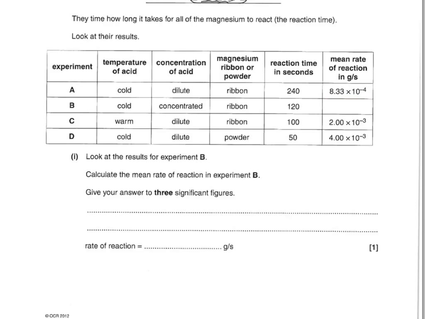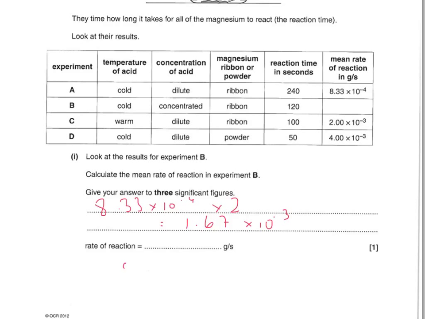So the first thing to do is to compare the reaction time to the others. The reaction time for experiment B is half the reaction time for experiment A. So therefore the rate of reaction is going to be doubled. So this is going to be 8.3 times 10 to the minus 4 times 2, which equals 1.67 times 10 to the minus 3 to 3 significant figures.